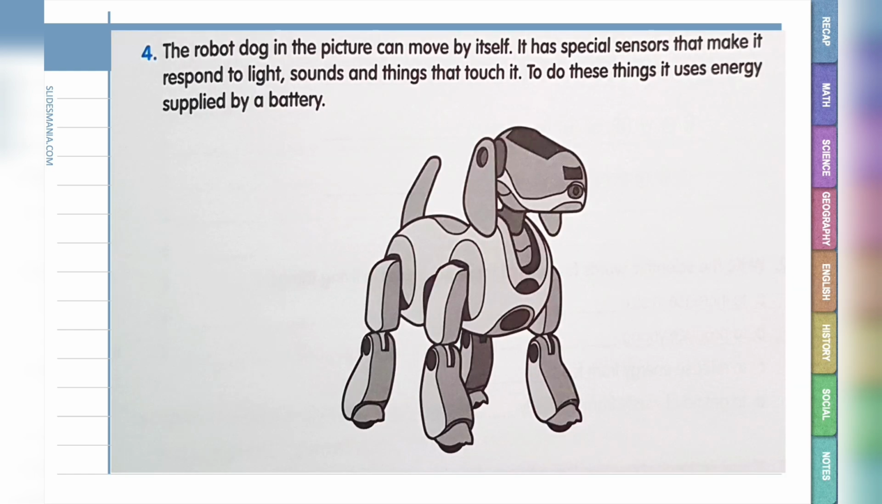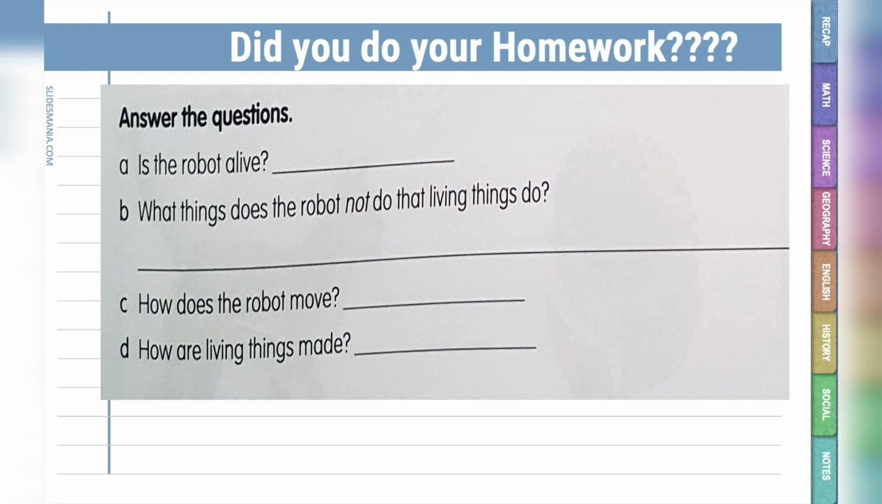The robot dog in the picture can move by itself. It has special sensors that make it respond to light, sound, and things it can touch. So it can sense, right? It can move, it can sense. To do these things, it uses energy supplied by a battery. Now let's answer the questions. Is the robot alive? No, right? Even though it can sense, it can move, it's not alive.